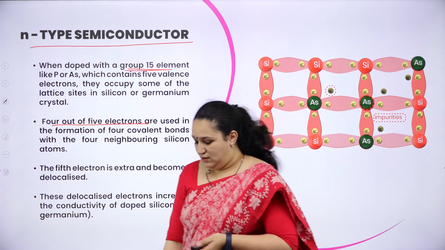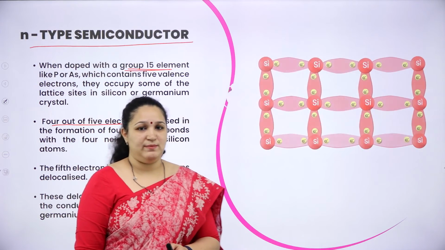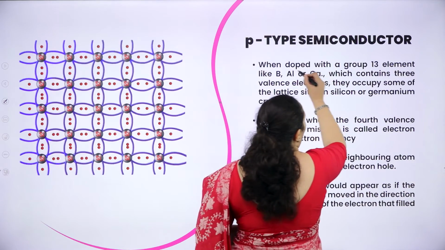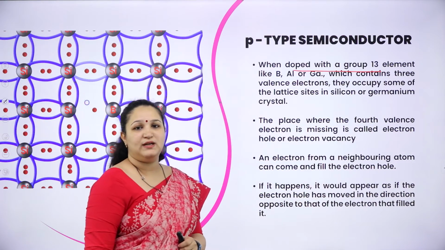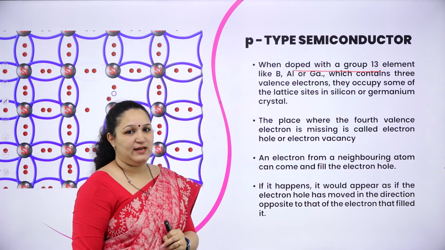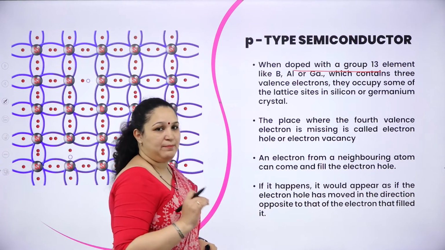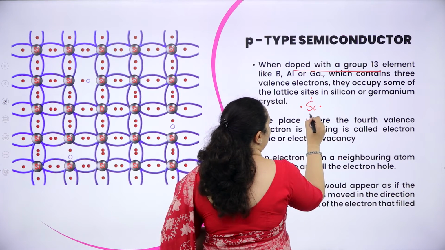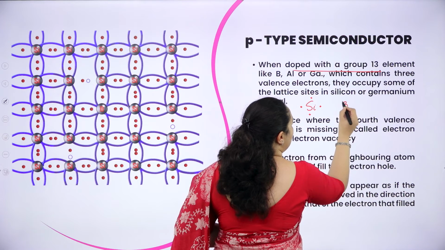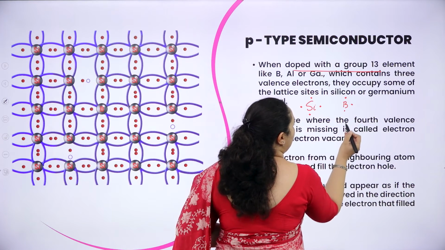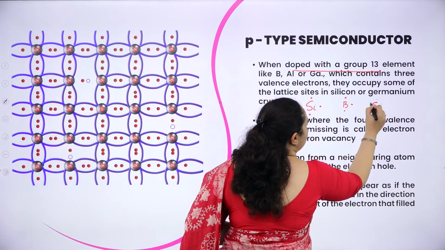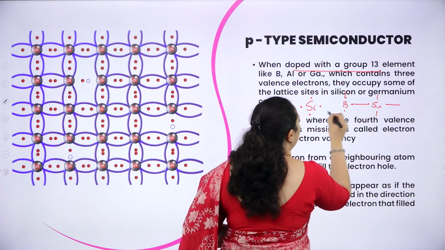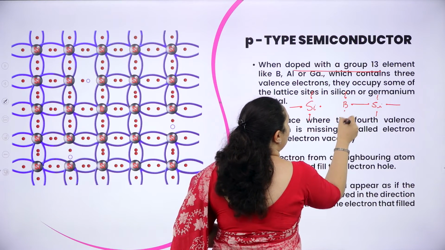Next one is P type of semiconductor. In P type of semiconductor, it is doped with a group 13 element. A group 13 element means they have 3 valence electrons. So what happens? For example, I have silicon. It has 4 valence electrons. Boron has 3. So here again silicon is present. It will form bonds like this. Correct now? Here it will form bonds. Here also it will form bonds.